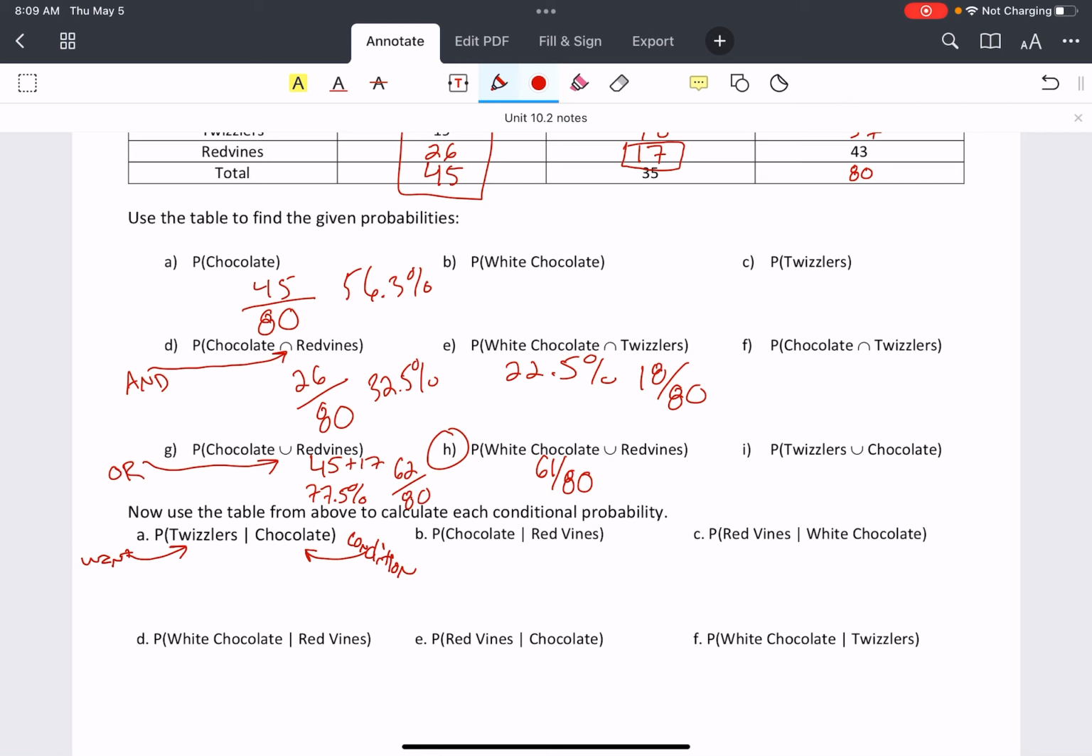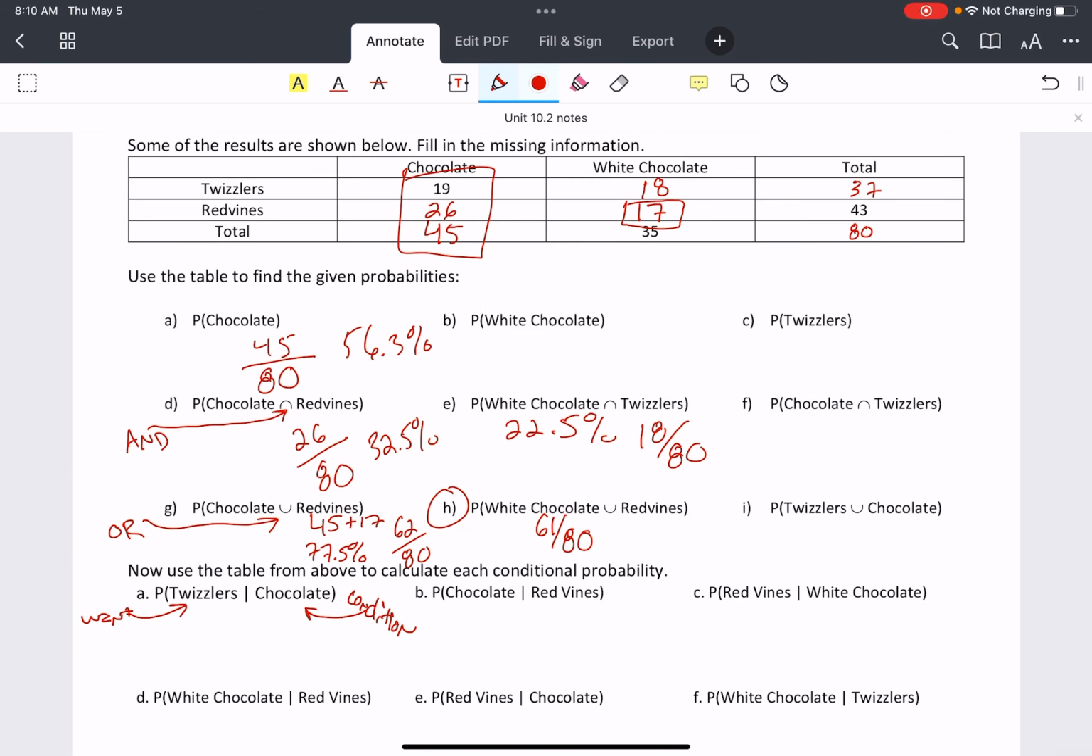Okay, I'm going to say that again and then I want you to tell me what you think the new total would be. The hint I'm going to give you is it's not 80 anymore, okay? So what's the probability that the person surveyed chose Twizzlers if I already knew they chose chocolate. Okay, so what's my new denominator going to be? Good. 45 is correct.